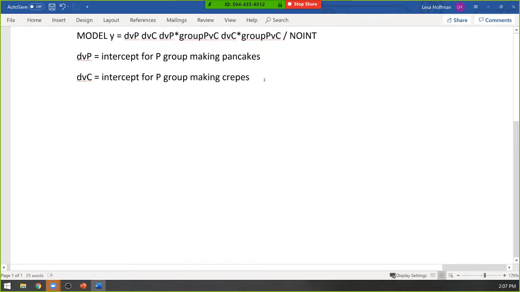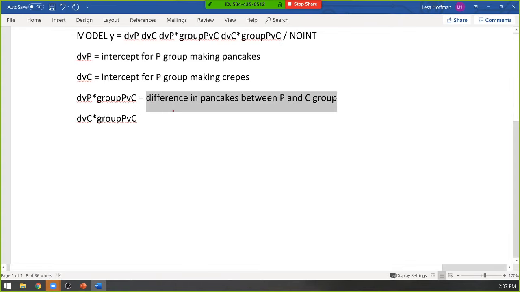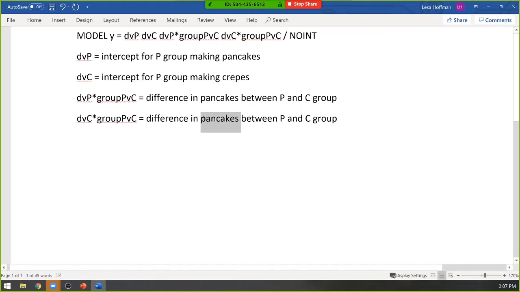And then we've got the 2, they're not interaction terms, they're actually main effects. But this describes the difference in their pancakes, can't spell pancakes, between pancake group and crepe group, like that. And that means this one would be the difference in the crepes between the P group and the C group. So this is the way that I set it up, where the group variable is constant.